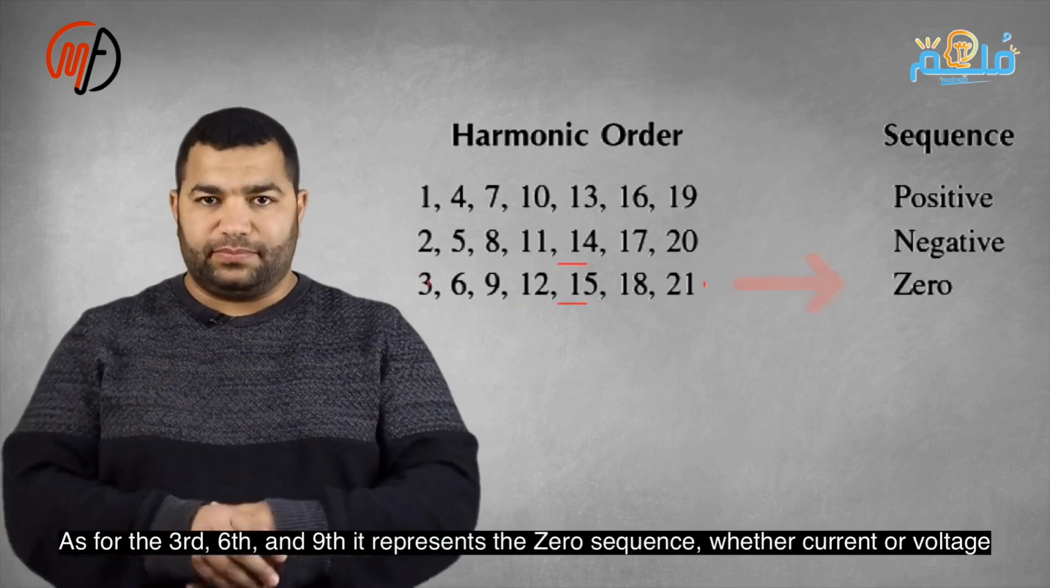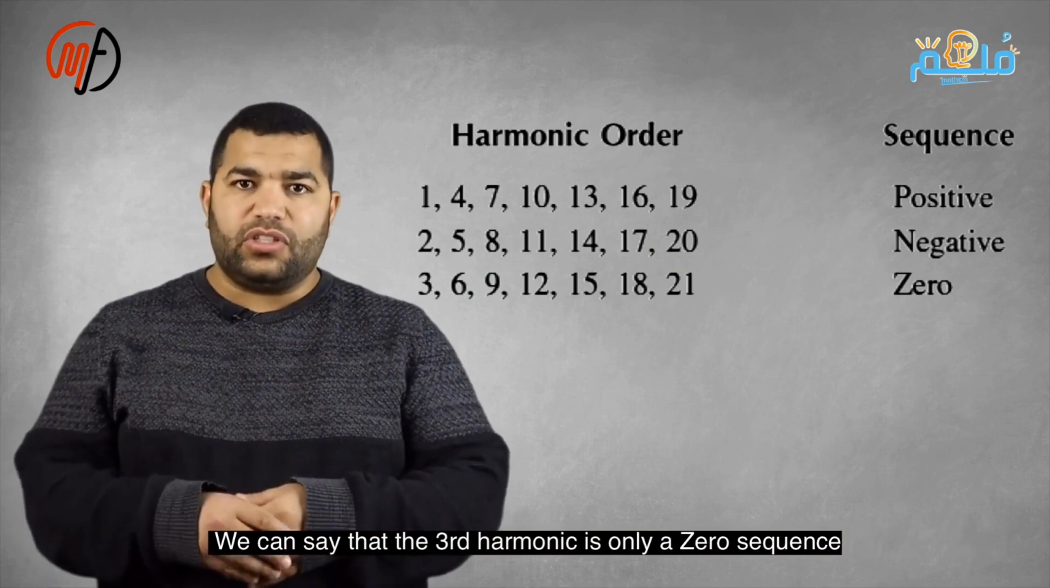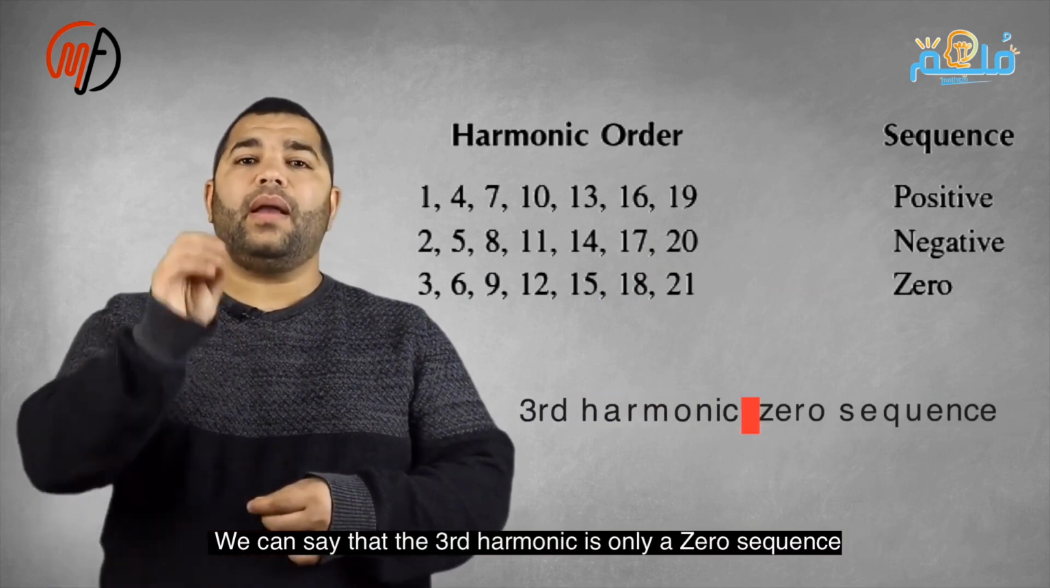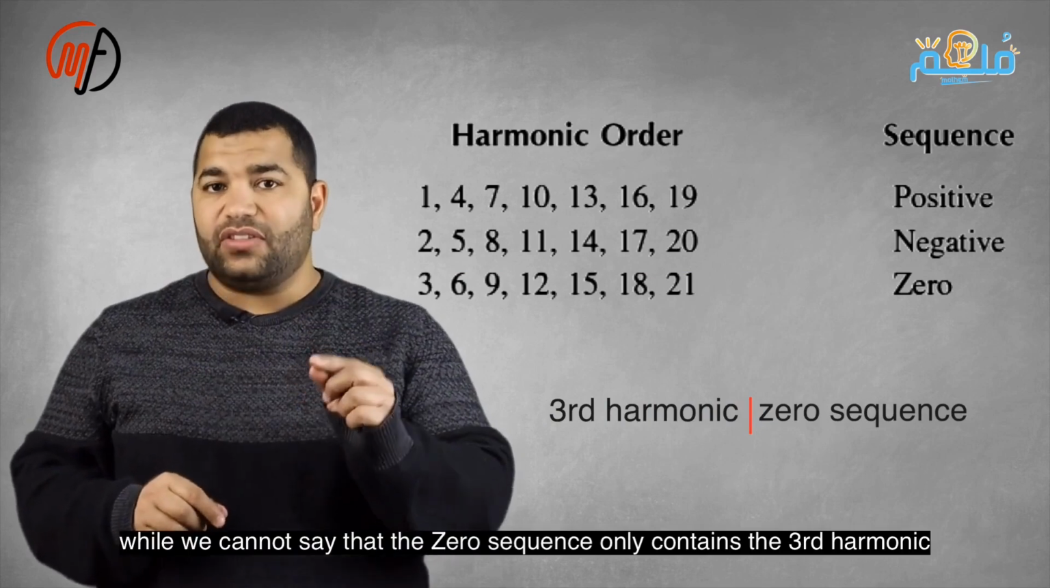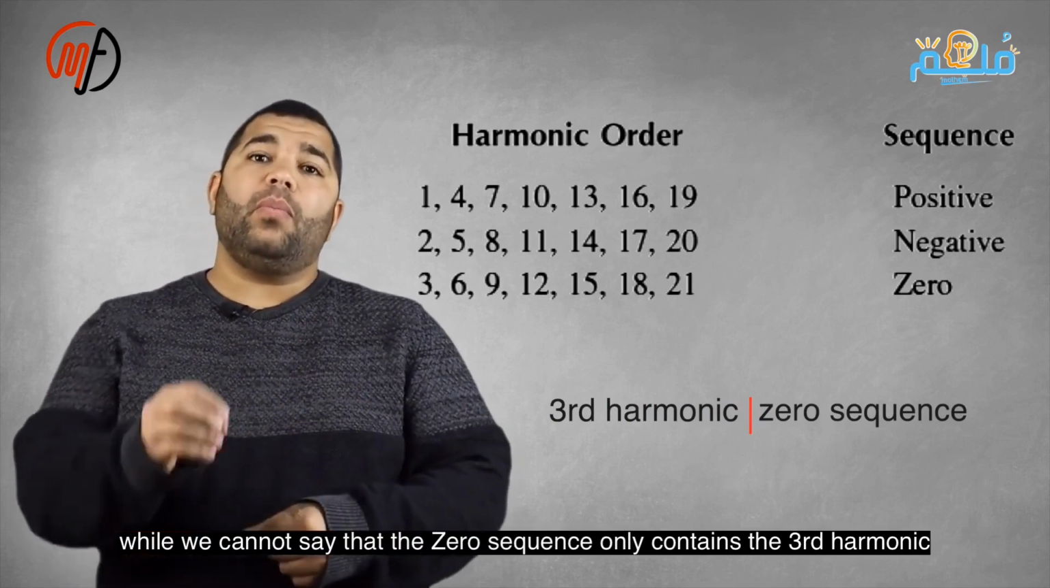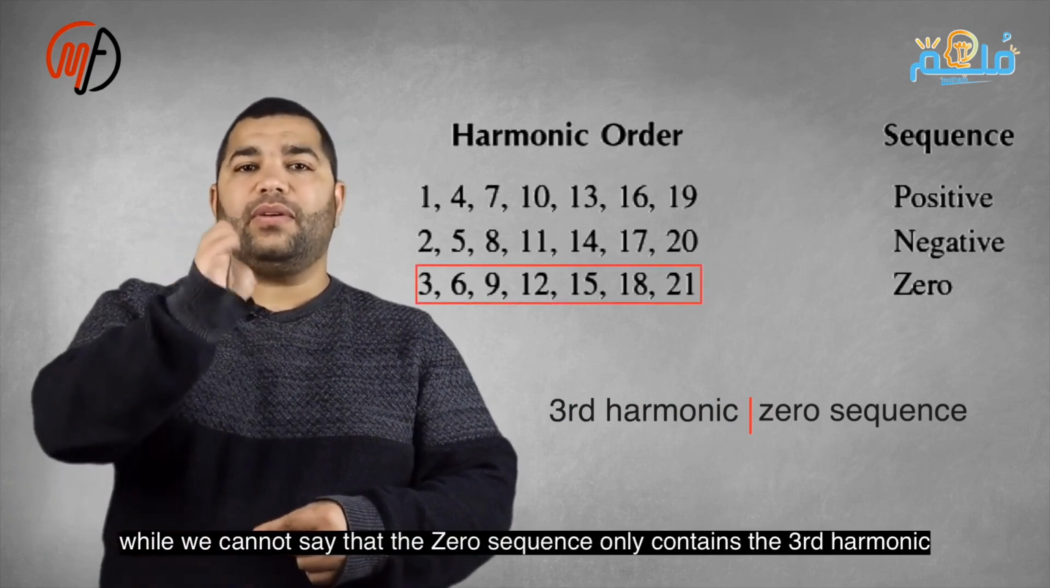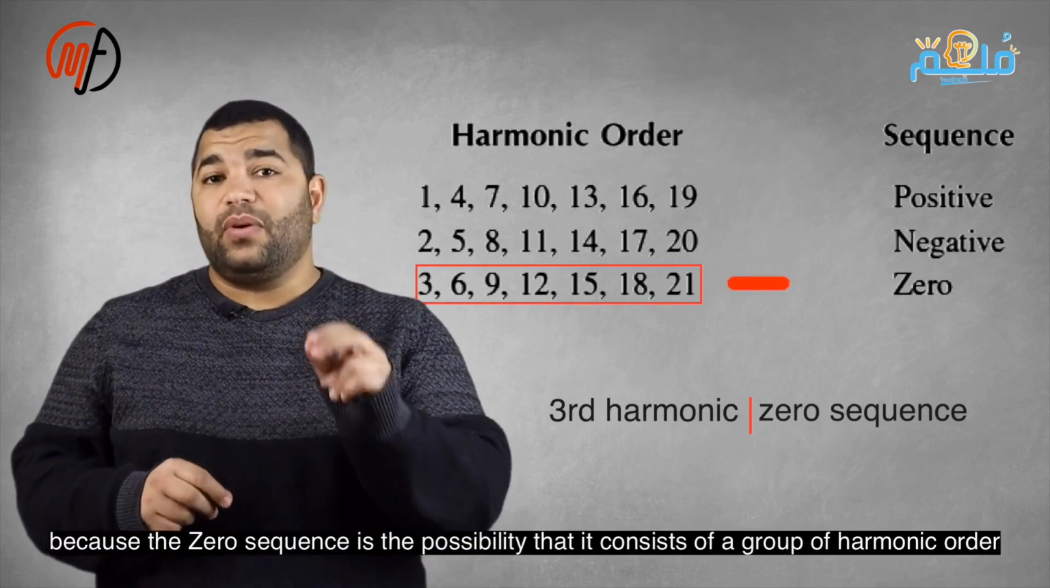The third harmonic is a zero sequence, but the zero sequence isn't just the third harmonic. It can include various harmonic orders, as shown in this table. In a YY0 vector group, the neutral is grounded. If a fault on the secondary side generates a zero sequence current, it mirrors on the primary side.